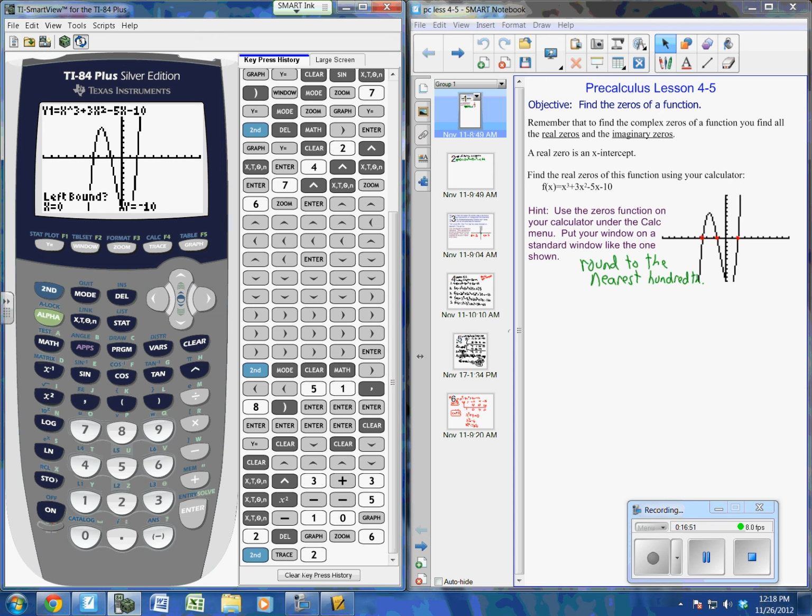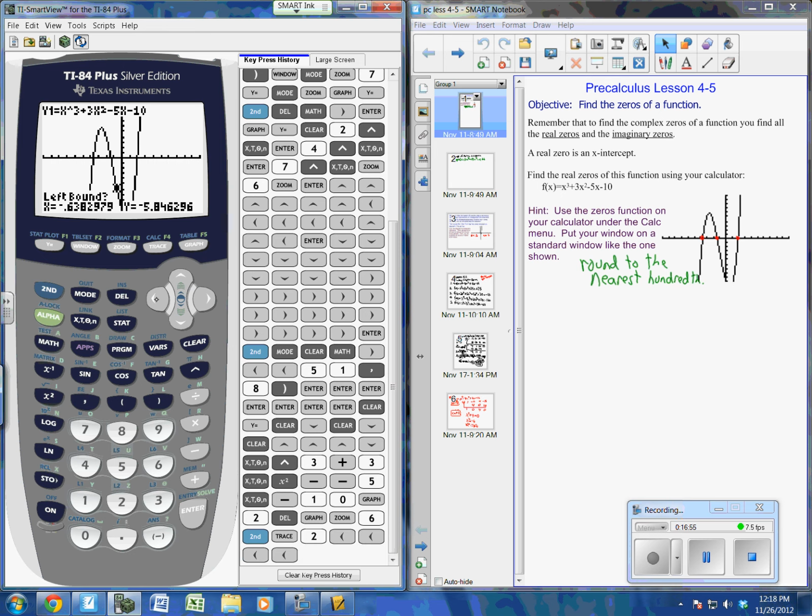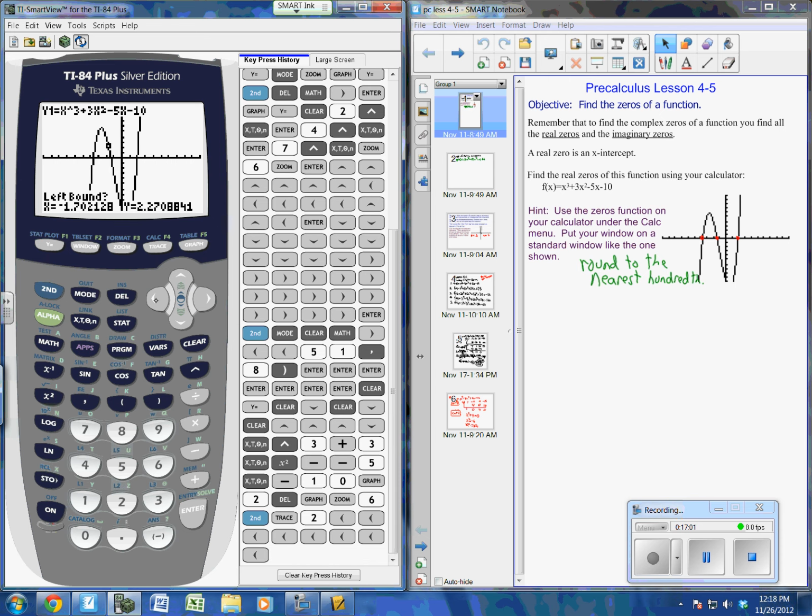So which one do you want to find first? The middle one? Let's go find the middle one. Okay. You'll notice that the calculator right now is asking for a left bound. It says left bound with a question mark right there. So all I have to do is go to the left of the zero. Now notice it's on a slant going up to the left. And so up above it is to the left of where it crosses, isn't it? And that's my left bound. So I hit enter. It marks my left bound with an arrow at the top.